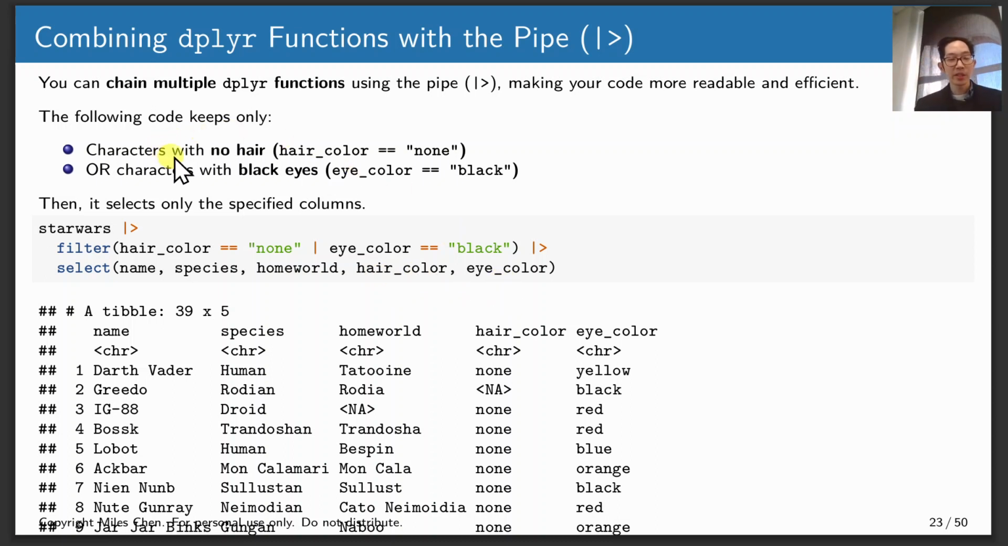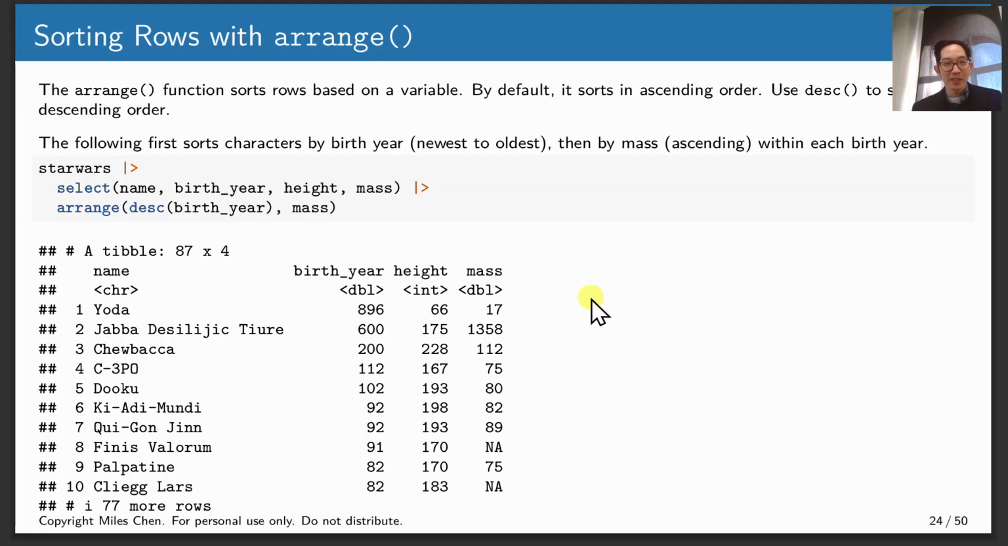Okay, so we're going to select only the characters with no hair. Okay, hair color is none, or characters with black eyes. Okay, so we have Darth Vader, who has no hair, and then Greedo, which I guess they weren't sure what was on his head, so he gets a missing for hair color, but he had black eyes. Okay, and then this is a robot, a droid. I don't know who these people are, or character, or whatever. Okay, these are bounty hunters. I don't know. Okay, and then we said we want these columns. Okay.